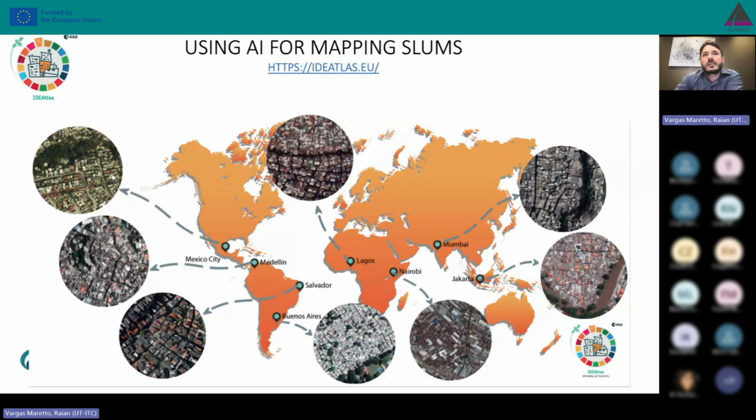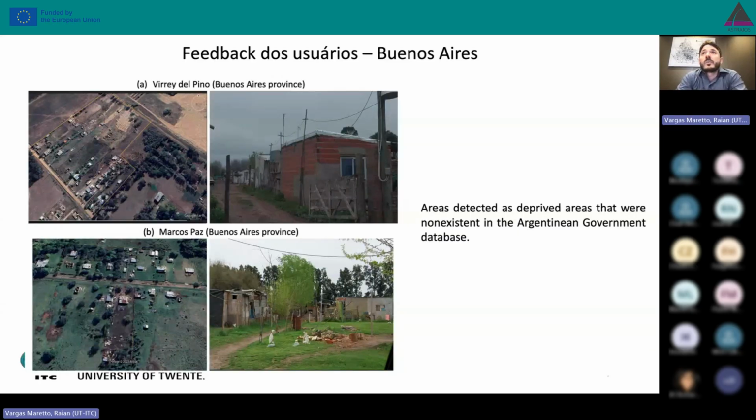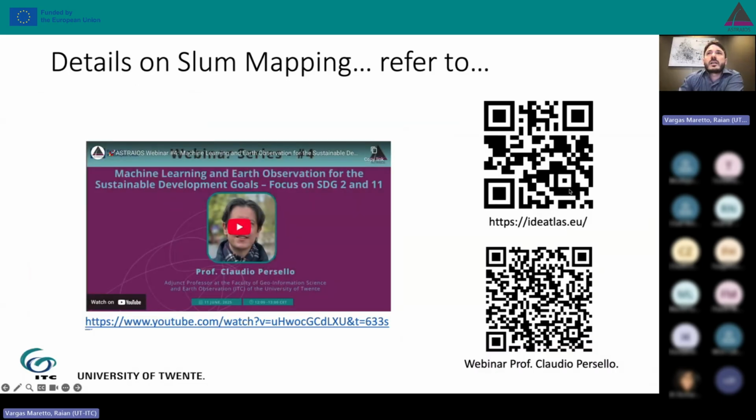But basically, one interesting thing in this project is that in Argentina, for example, it has helped us to identify several informal settlements that were not included in their database before and now have been included. And now we are also participating in a project with the team from Argentina on mapping other cities in the country. And we are also investing in scaling up to at least 200 cities around the world. So if you want more details, you can check our website, idatlas.eu, or you can also watch the webinar of Professor Persello on our YouTube channel.